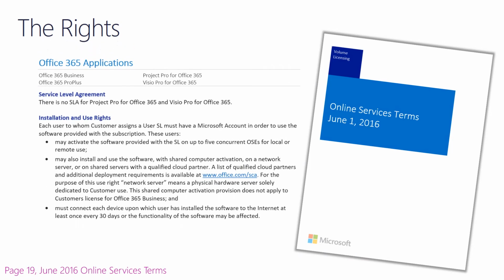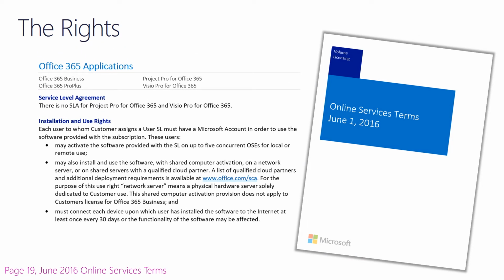Now, as usual, the rights that we've been talking about are documented somewhere, but this time not in the product terms. There's another document which has specific information regarding the licensing and use of the online services, which is, unsurprisingly perhaps, the online services terms document. And again, as usual, you can see a snippet of these rights with confirmation that the rights apply to Office 365 Pro Plus and Project and Visio Pro for Office 365, as I said. But do note the statement towards the bottom, which excludes Office 365 business licenses from these shared computer activation rights.